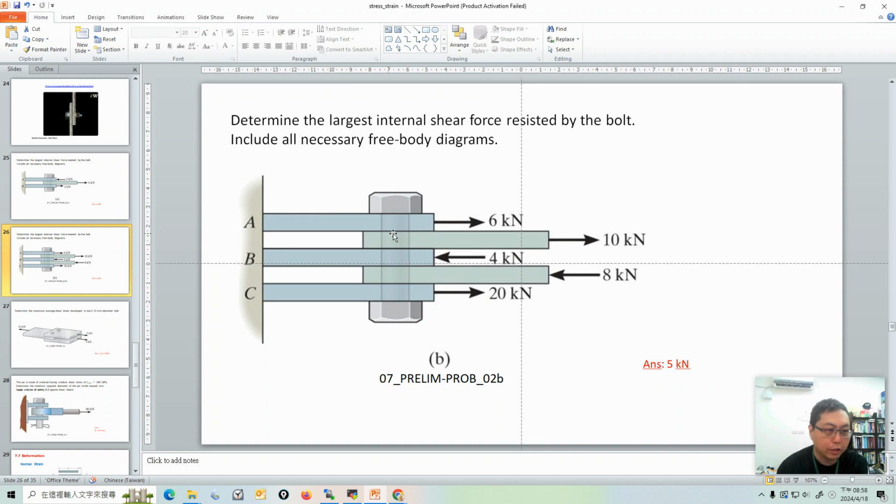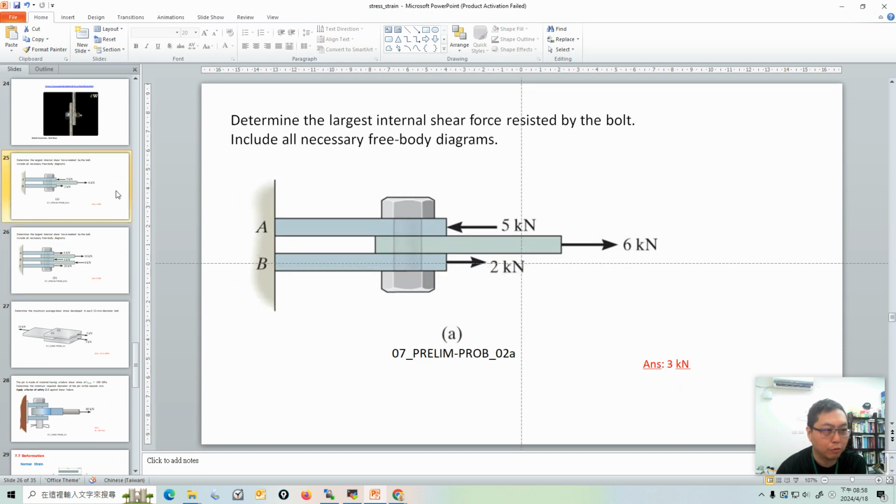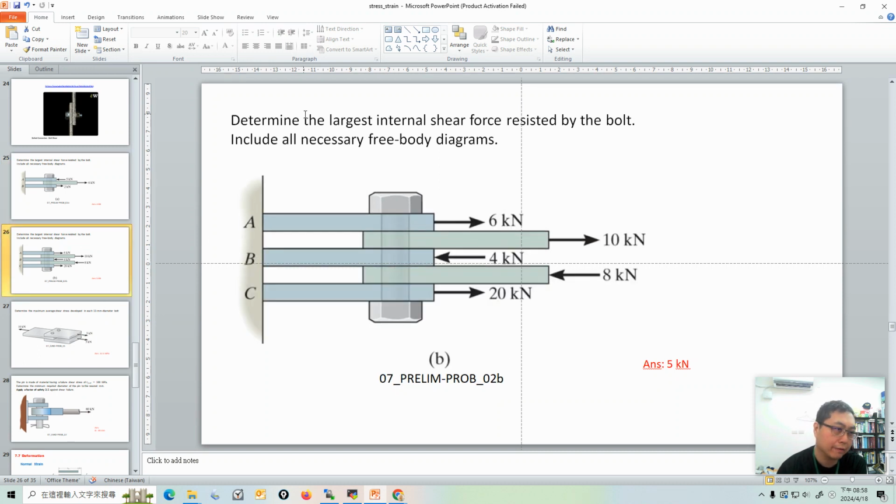You see this problem has the same problem description as the previous one. Determine the largest internal shear force resisted by the bolt, and include all necessary free body diagrams.